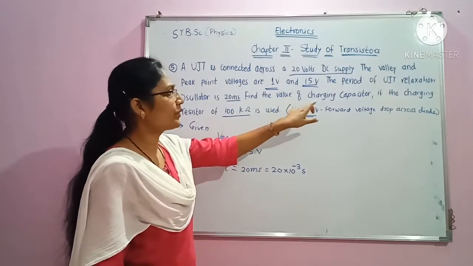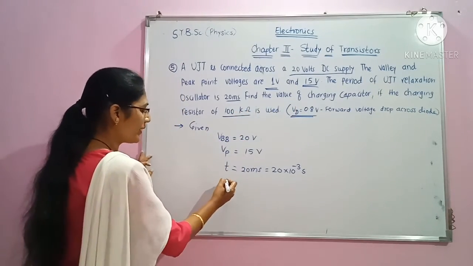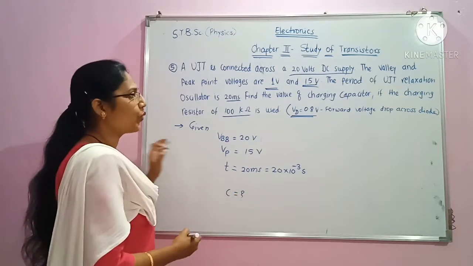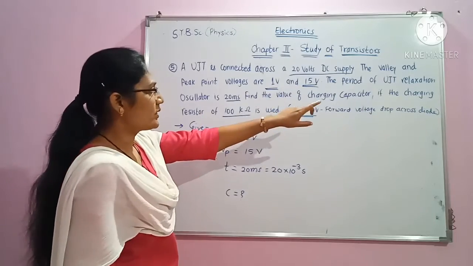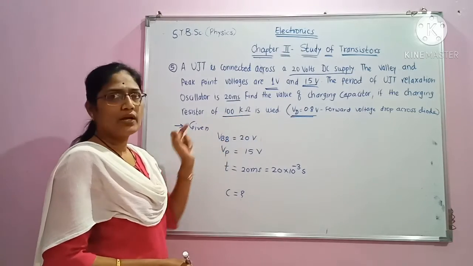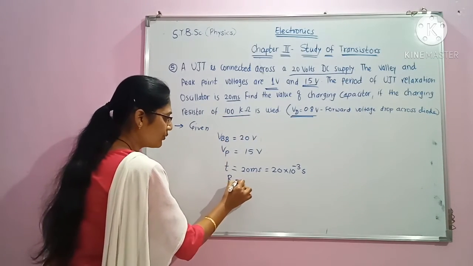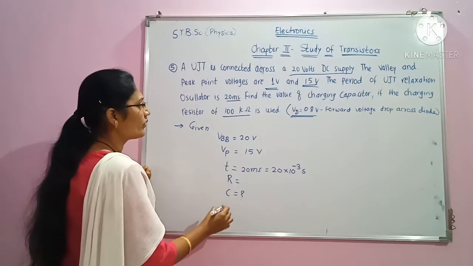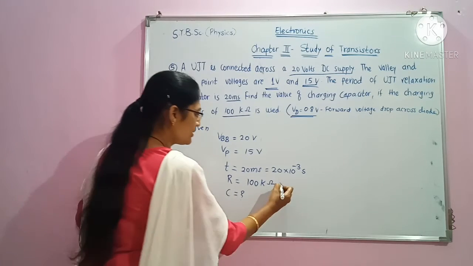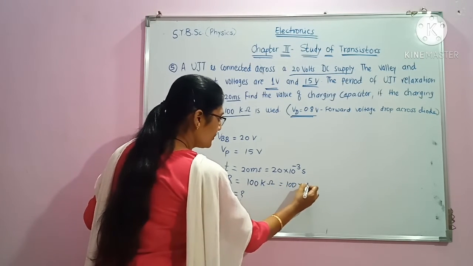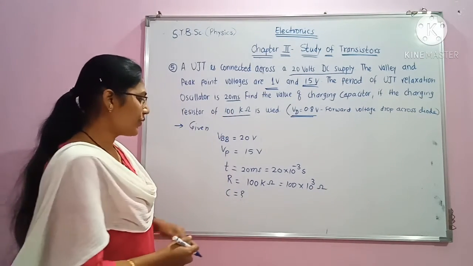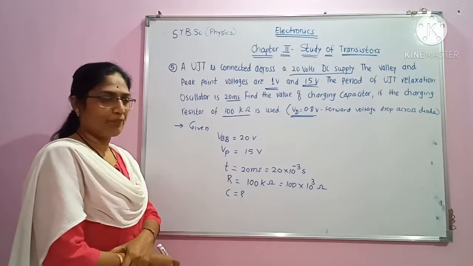Then we have to find out the charging capacitor, the value of C. They have also given that a charging resistor of 100 kilo ohm is used. So resistance value is given as R is equal to 100 kilo ohm, which means 100 into 10 raised to 3 ohm. This much information is given and we have to find out the charging capacitor.